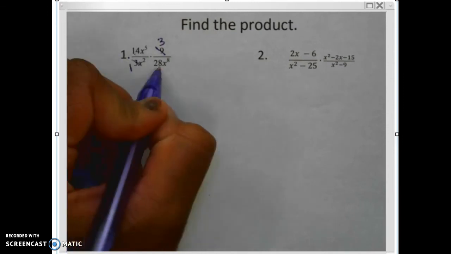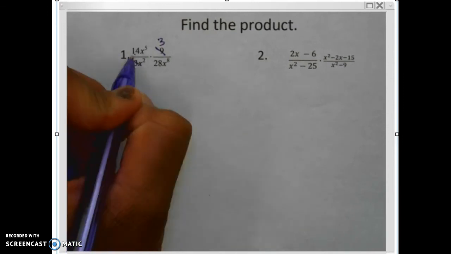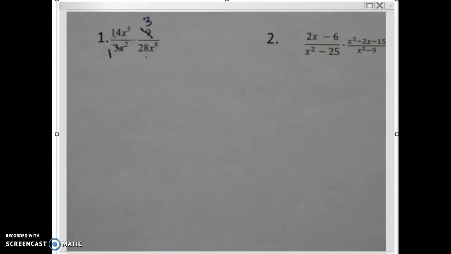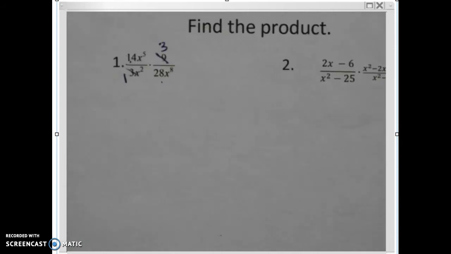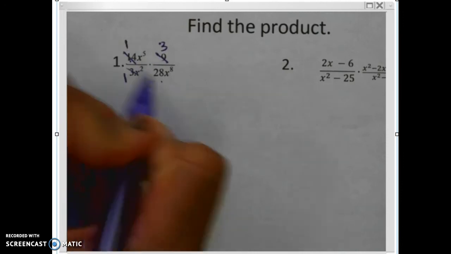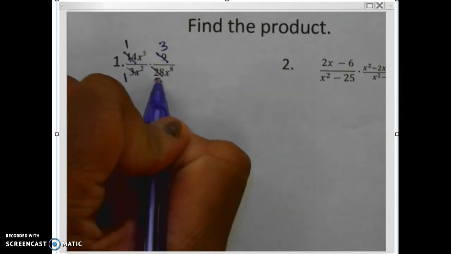And then what's the greatest common factor for 14 and 28? 7 is a factor of both of these. So is 2. But the biggest one that goes into 14 and 28, you guessed it, 14. 14 goes into 14 one whole time. 14 goes into 28 2 times.